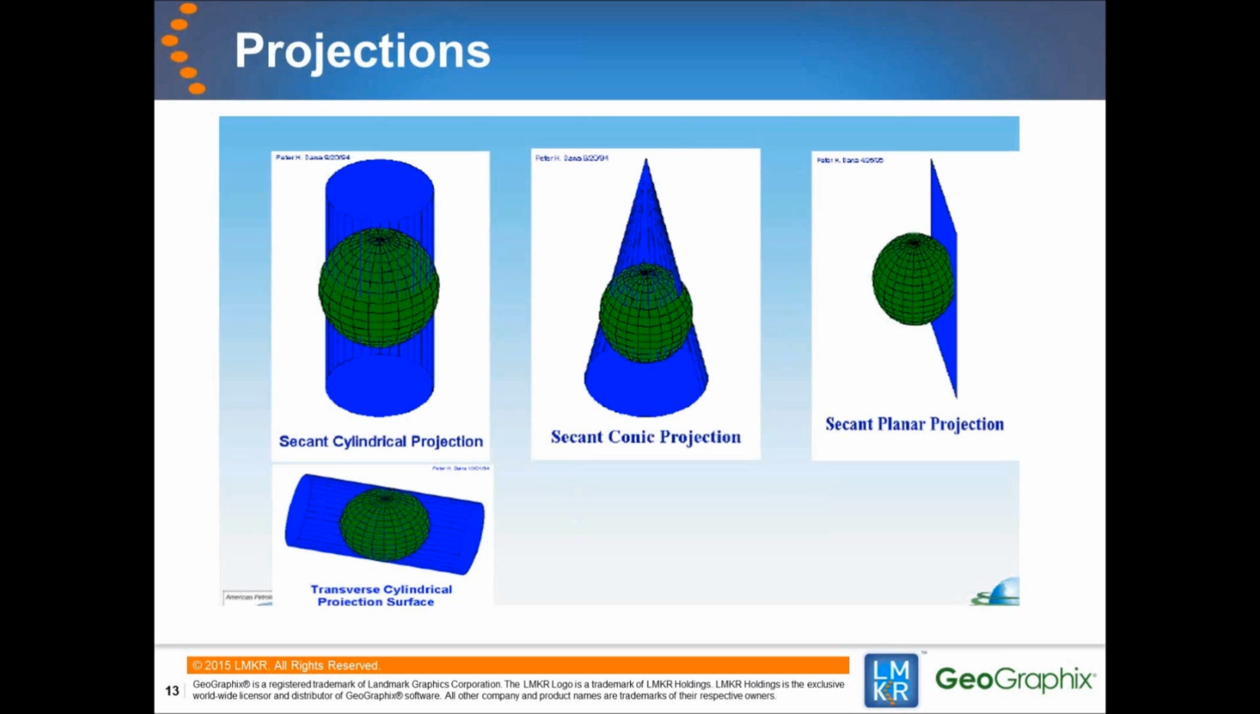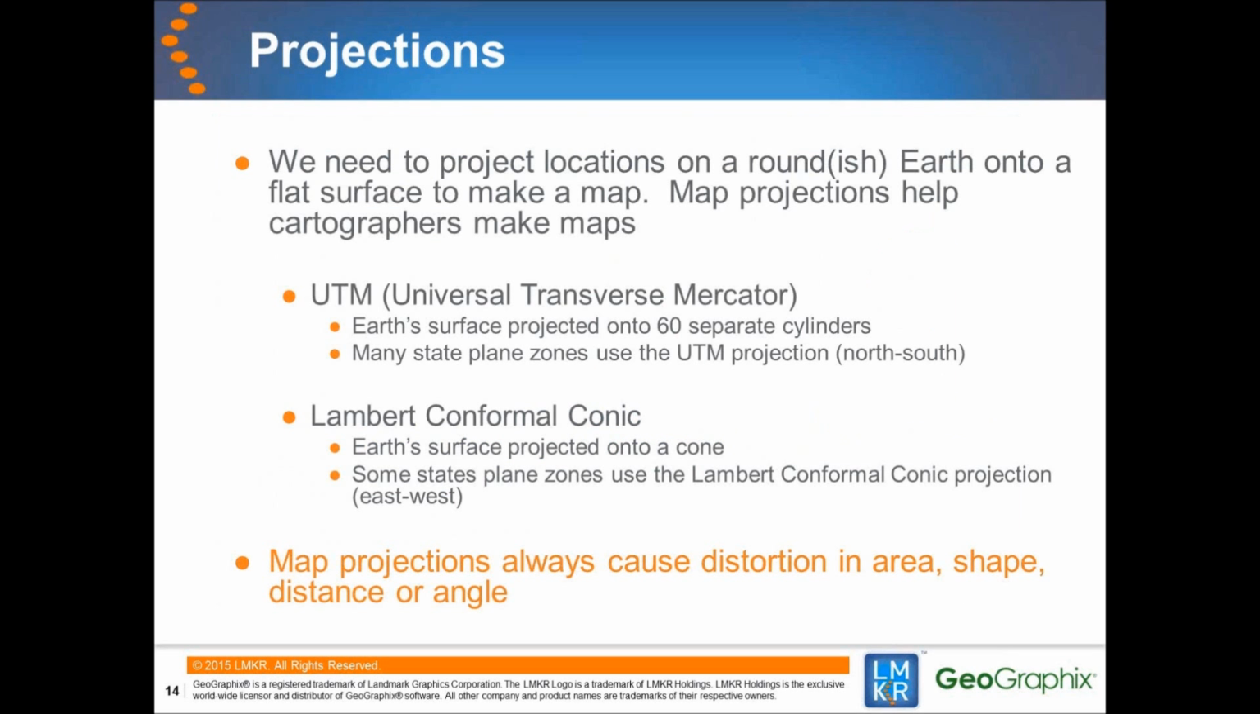There's a conic projection, where points are being projected onto the surface of a cone. You can project the points on the Earth's surface onto a plane. And of course, there's this thing called the transverse cylindrical projection, which is used in UTM zones. So we need to project locations on the roundish Earth onto a flat surface to make a map.